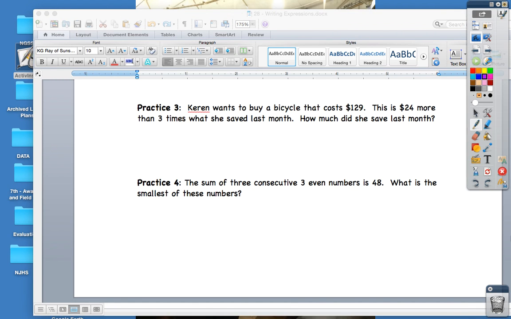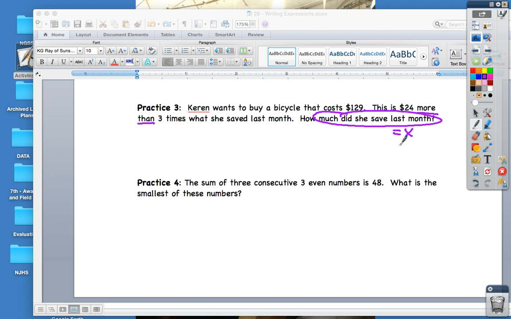Karen wants to buy a bicycle that costs $129. This is $24 more than 3 times what she saved last month. We are going to set this problem up backwards. Remember how the "more than" is a game changer. So it's going to change everything around. Okay, how much did she save last month? That's my variable. How much she saved last month.